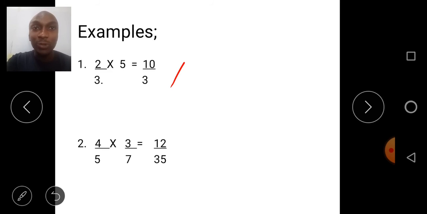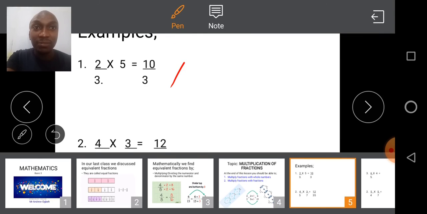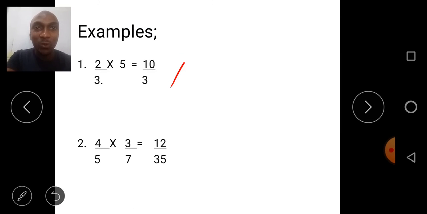But when you come to number 2, you discover you have 2 fractions. So in number 2, we have 4 over 5 times 3 over 7. So we multiply numerator by numerator and denominator by denominator. So we have 4 times 3 give us 12. 5 times 7 gives us 35. So it means 4 over 5 times 3 over 7 is 12 over 35.